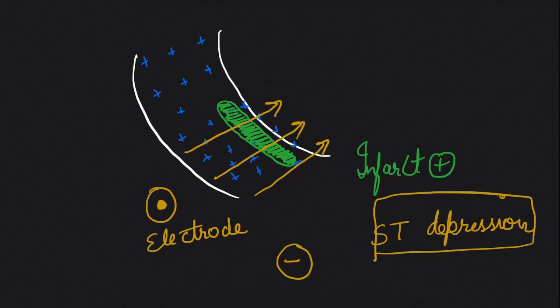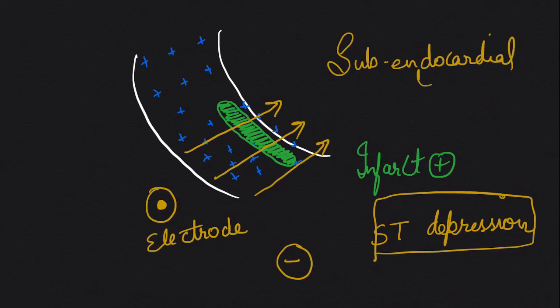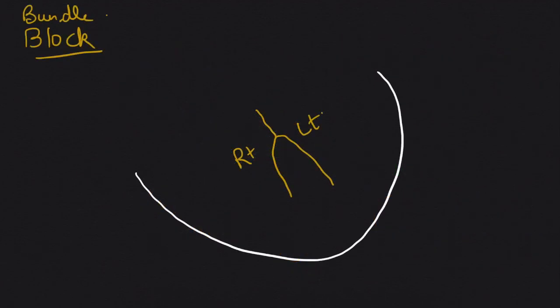So any subendocardial infarct will produce an ST depression of that segment. So if there is any subendocardial infarct in the anterior wall, it will produce an ST depression in V1, V2 or V3, the chest leads. Okay, now let's talk about the bundle blocks.